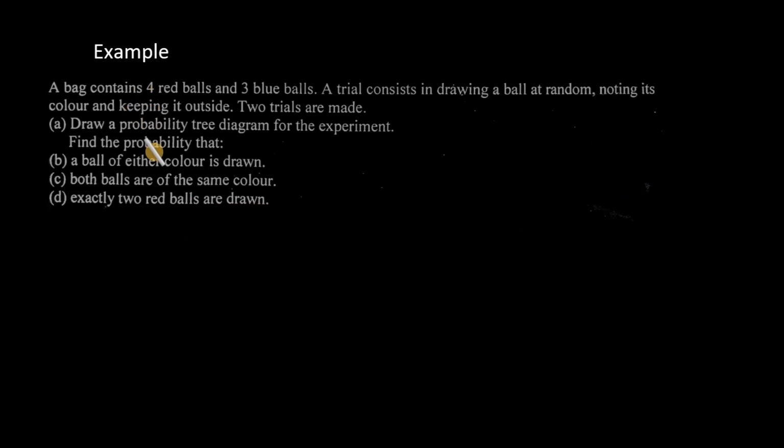Let's do an example to apply the idea of the probability tree. A bag contains 4 red balls and 3 blue balls. A trial consists in drawing a ball at random, noting its color and keeping it outside. 2 trials are made. A. Draw a probability tree diagram for the experiment.